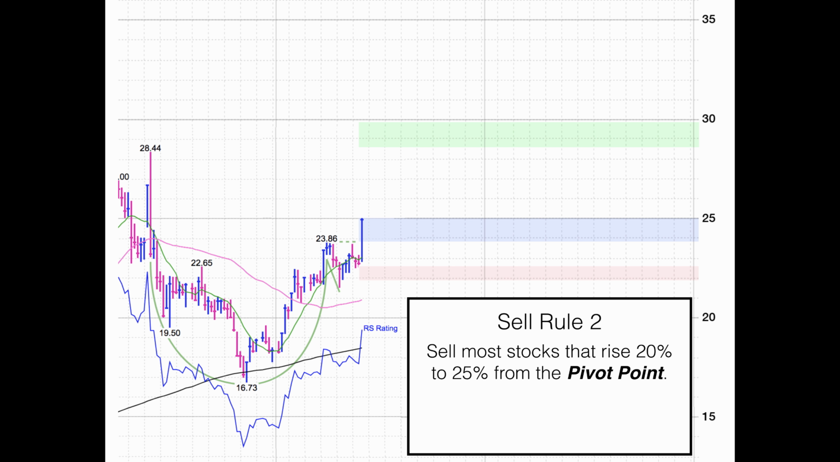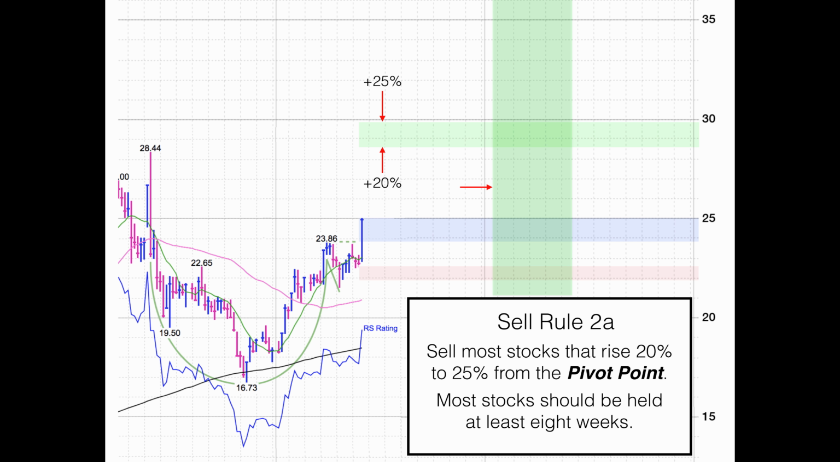So they say that most stocks should perhaps form a new base when they get to 20 to 25% from the pivot point. So you want to sell them. Okay? That's what the green zone is. That's your 20 to 25% from the pivot point. That's your target. Okay? Now we're going to add sell rule 2A. Most stocks should be held for at least 8 weeks. Okay? So it's not just as simple as selling at 20 to 25%.